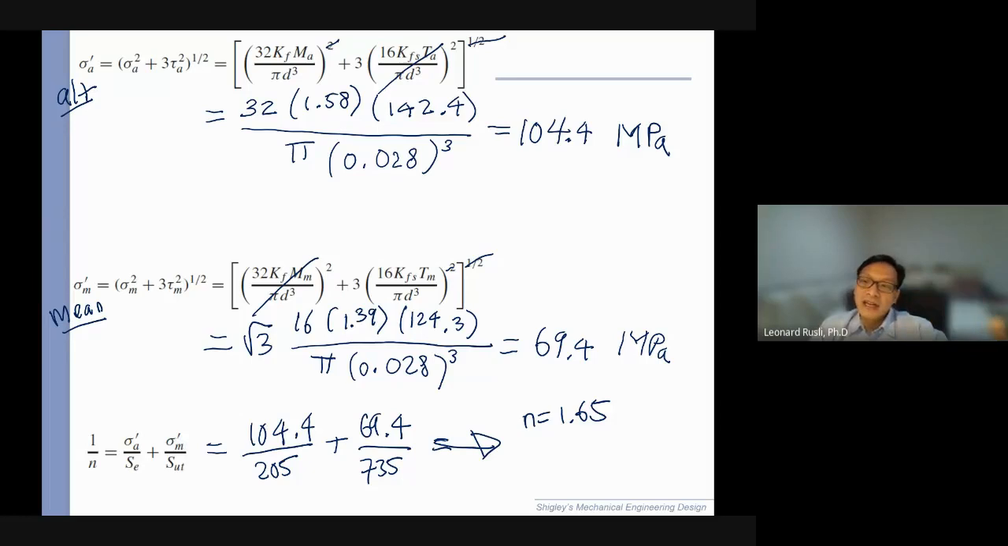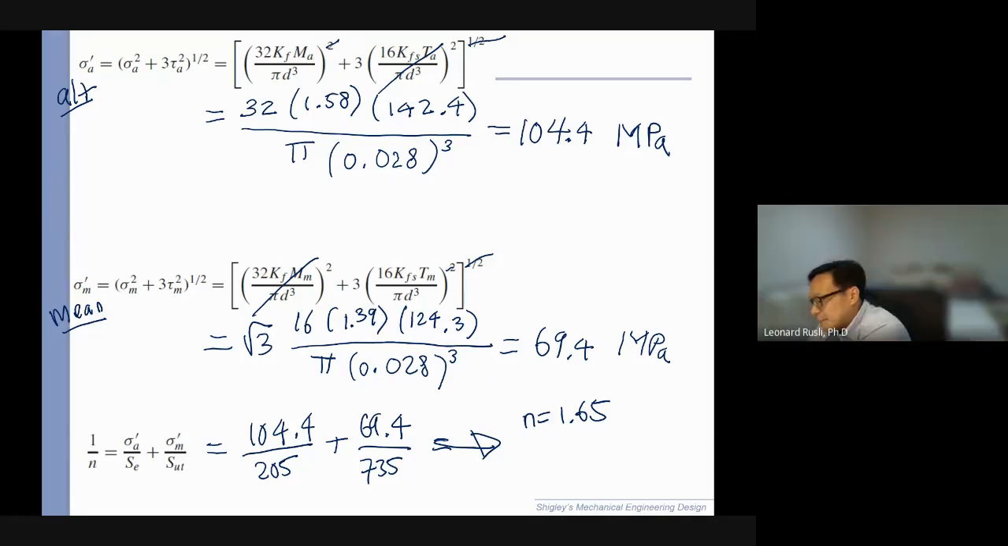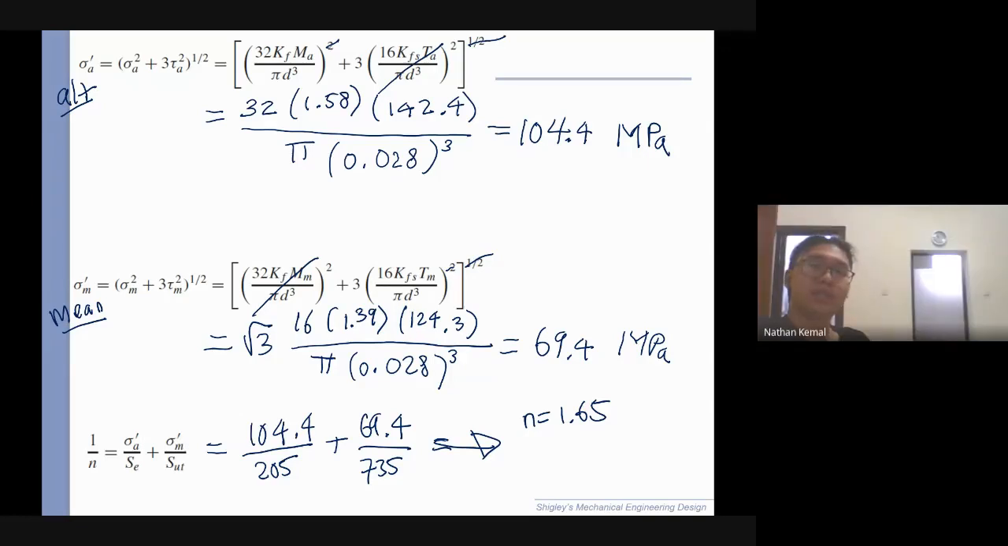calculate for me the minimum diameter for this load. Kalau saya tanya balik, calculate for me the minimum diameter of the shaft that will sustain this load. How would you do it? Dari safety factor dulu, Pak. Kita cari safety factor-nya berapa? Ya, safety factor-nya kan dari 205 sama 735 kan, SE sama SUT-nya kan, Pak. Cari itunya, Pak, stresnya, Pak.